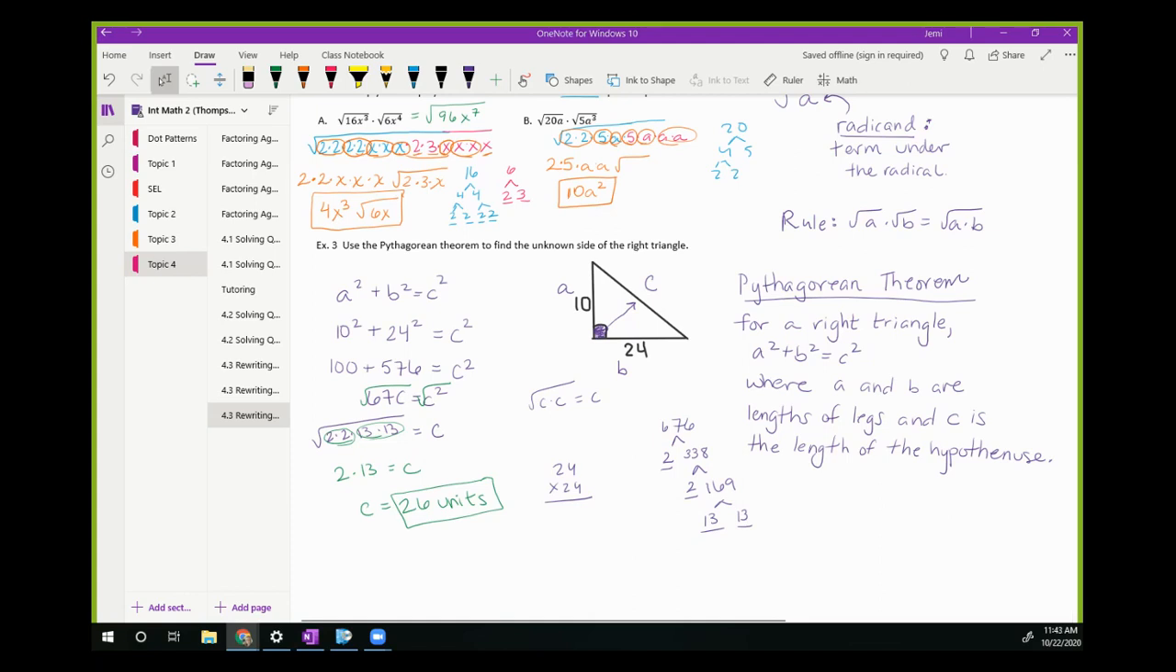Okay, and that wraps up the 4.3 notes. You'll want to practice this homework and then make sure that you're ready, because for the next section, 4.4, we're going to be using these skills. So they're going to be important ones to have.